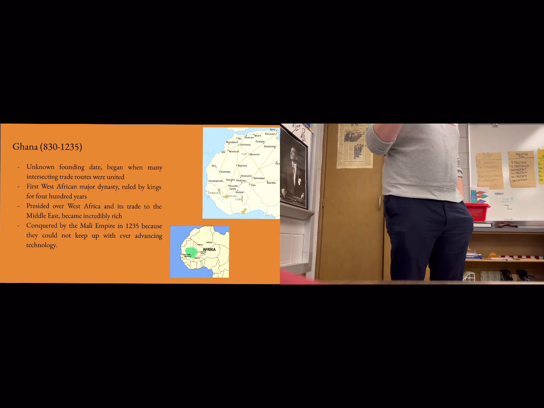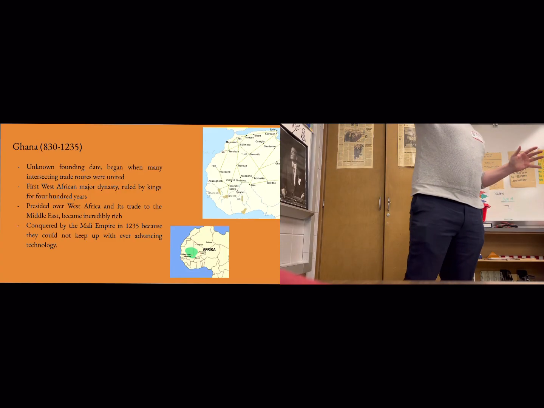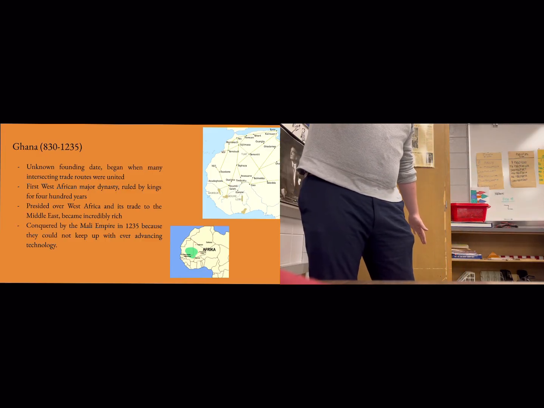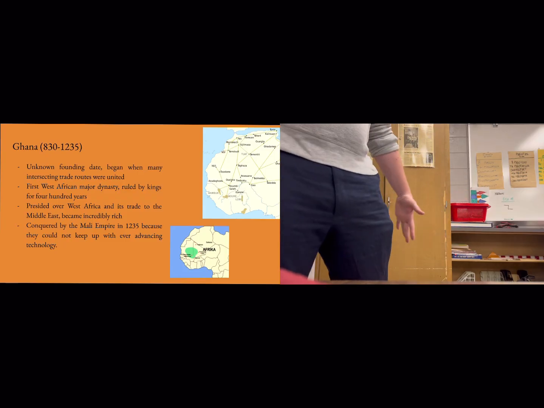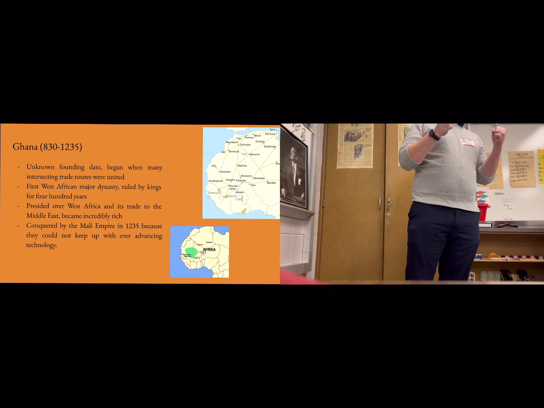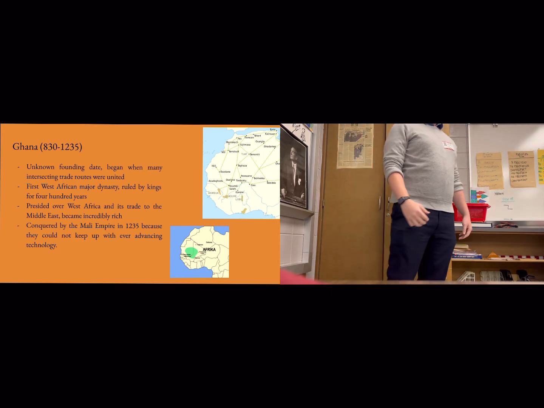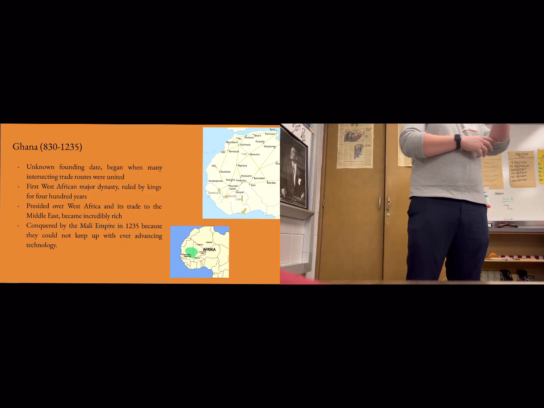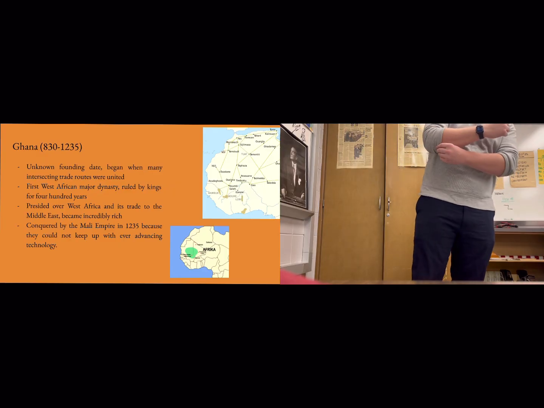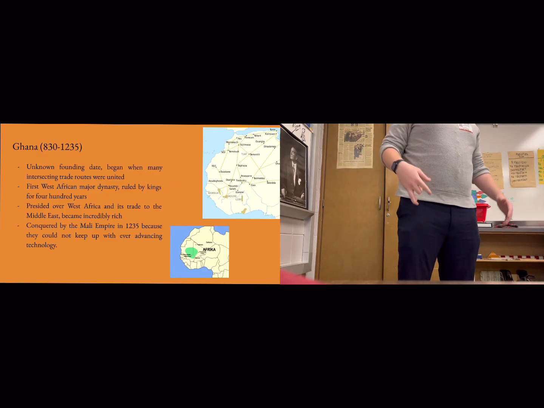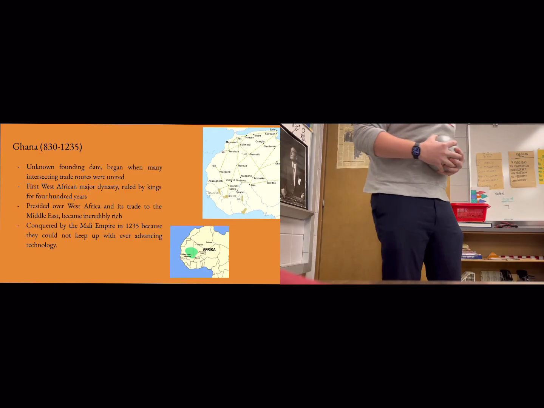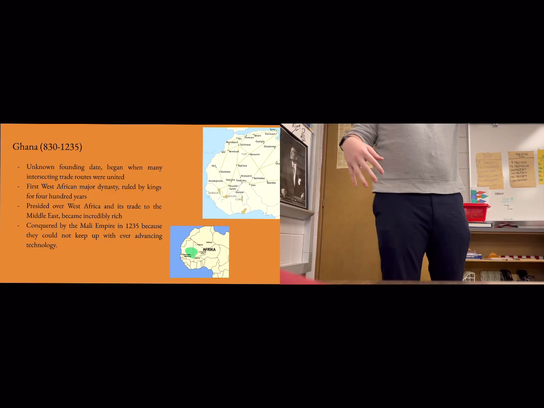There's not really precise manuscripts from the time that define when it was founded, but we do know that these intersecting trading routes all across the Sahara and down into this area of West Africa were united by the first early African kings to form the Ghanaian Empire. It was the first major West African dynasty, and it was ruled by kings. It was a direct monarchy for about 400 years.